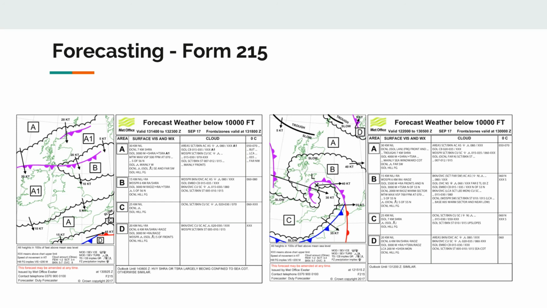So it says that 30 kilometres is the surface visibility in area A, occasional 7 kilometres in showers of rain, so it's really quite easy to read. The cloud says the area is scattered, broken, and these are quite difficult just to get a really good idea of what's going to happen, but it's just an overview of what you can expect through the day.